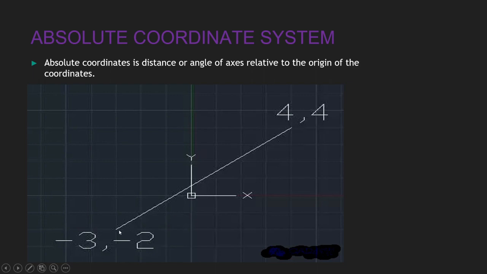If we see here also, from origin to left and origin to bottom will be considered as negative. So here we have minus 3 as the x value and minus 2 as the y value. This is how the absolute coordinate works.